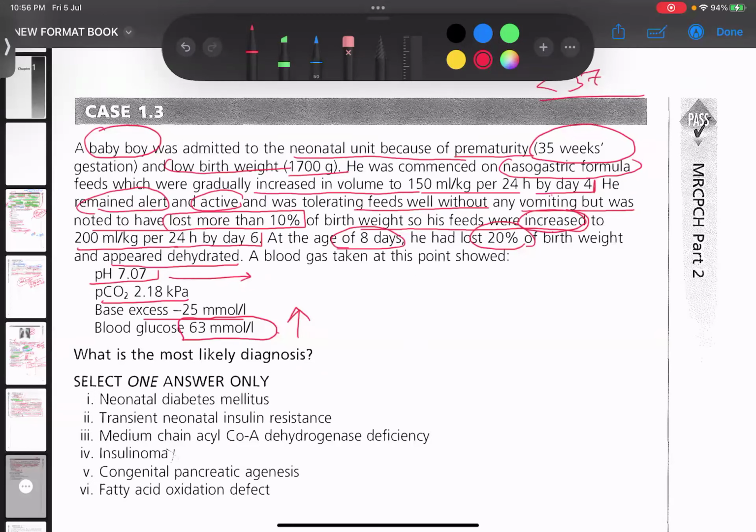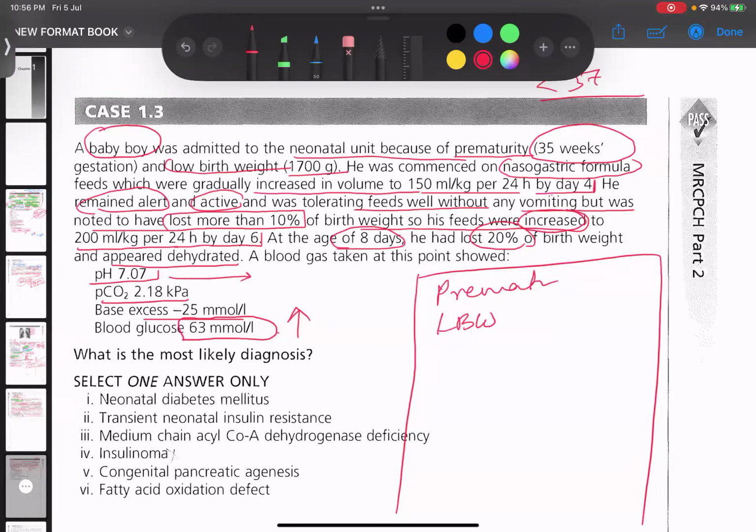Now let us see what information the case is providing us. We have this baby who has come to us with a history of prematurity, 34 weeks, along with low birth weight. He was on nasogastric feeding and he was doing well, initially getting 150 ml per kg. By day 4, he remained active, alert. But the main problem here was that he was losing weight. On day 4, he was losing about 10% of his birth weight. By day 8, he was losing 20% of his birth weight. So extremely alarming, even after increasing the feed, he was losing weight.